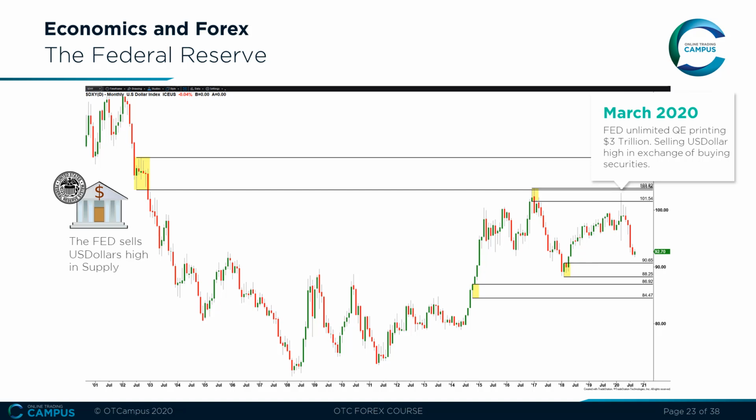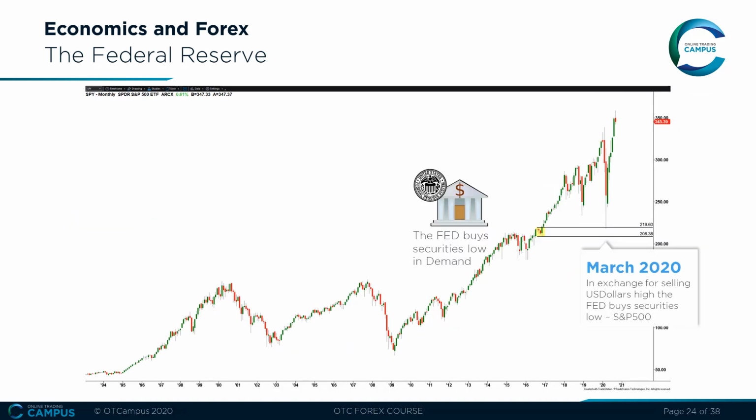So in March 2020, when the US dollar was very high, trading at 102 within the wider version of monthly supply, they printed 3 trillion US dollars. Basically, the Fed created more supply of US dollars and exchanged it for corporate bonds and securities, which were low at the time of March, right after the Corona crash, where equity indices had dropped 35% and more and were in monthly demand.